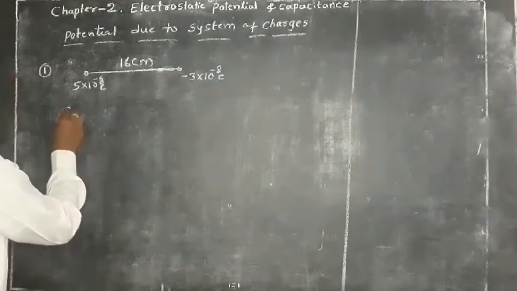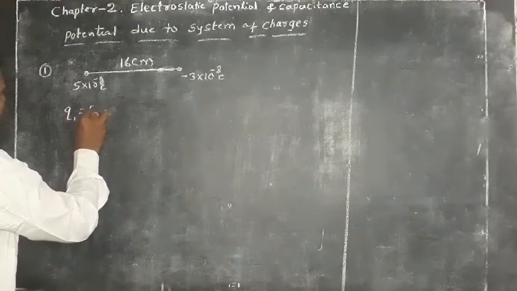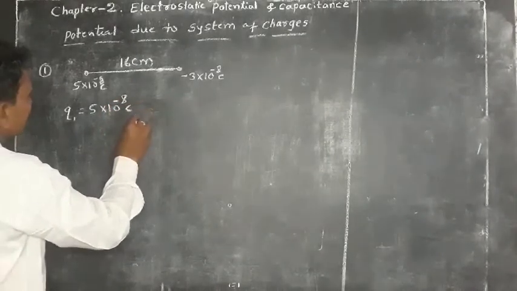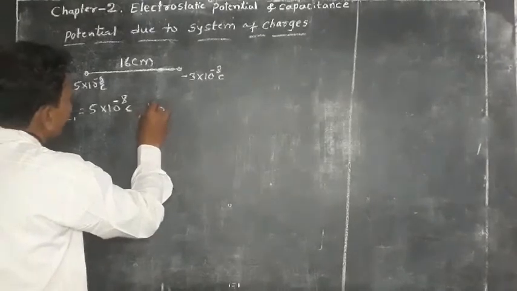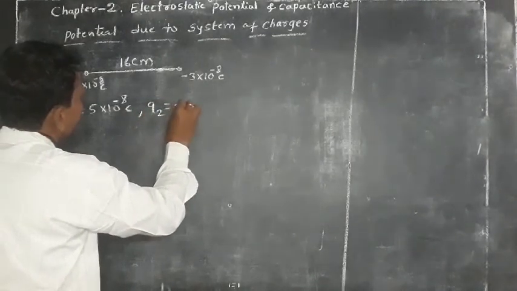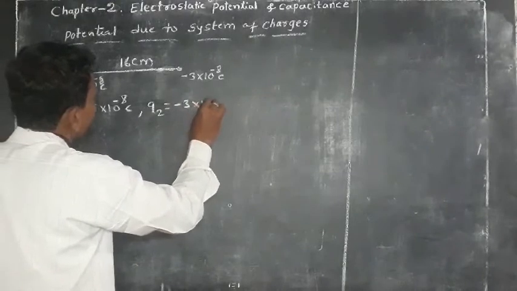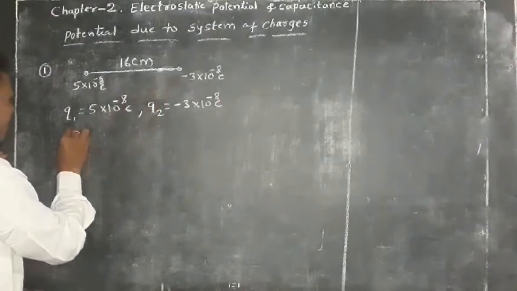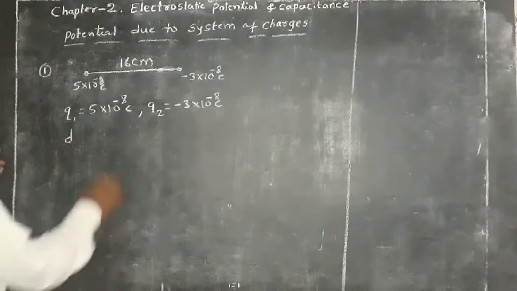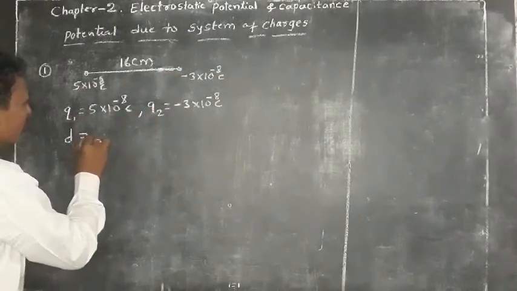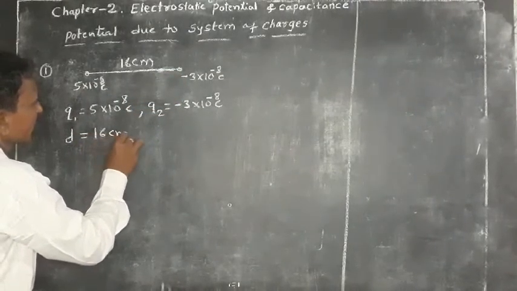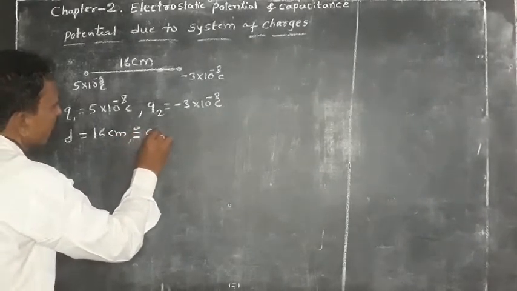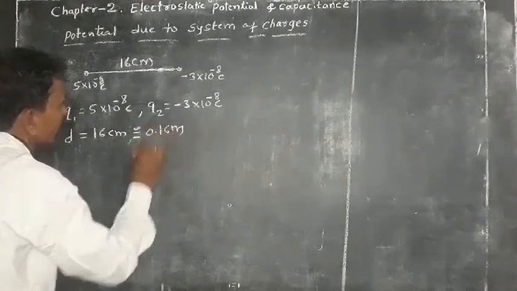Here Q1 is equal to 5 into 10 raised to minus 8 coulomb, and Q2 equal to minus 3 into 10 to the power minus 8 coulomb. The distance between them be d. D is the distance between two charges, and d equal to 16 centimeter. Convert it in meter, and it is equivalent to 0.16 meter.